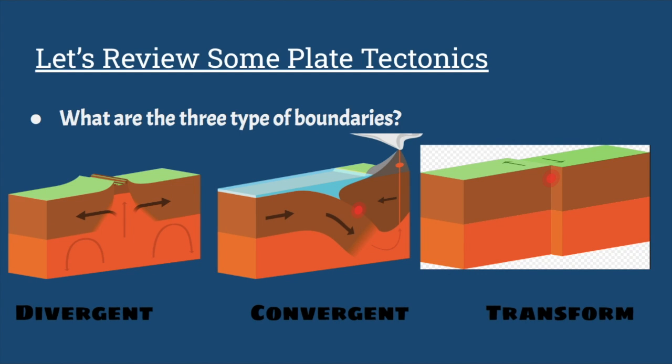Divergent, convergent, and transform are your three types of boundaries. All three of them have the capability of producing an earthquake, albeit convergent and transform are where your more devastating, larger magnitude earthquakes would take place. Now, out of those three, however, only your divergent and convergent have the ability to produce volcanoes.